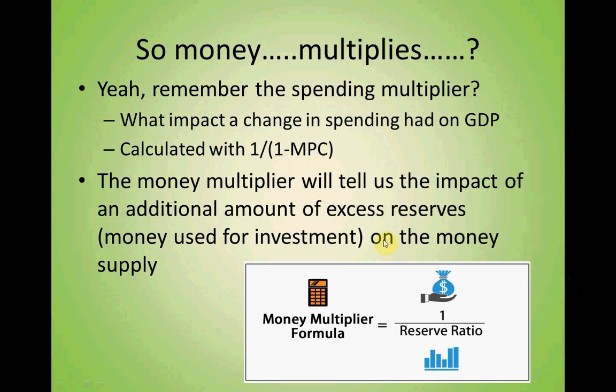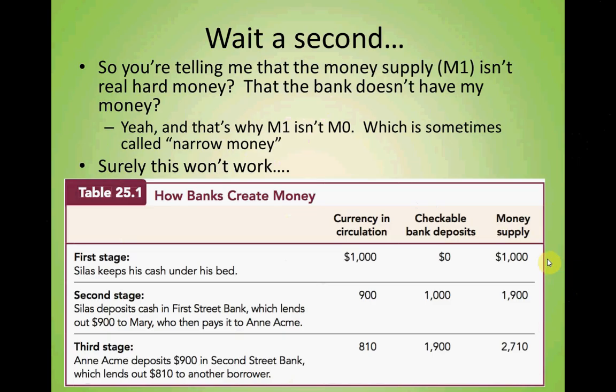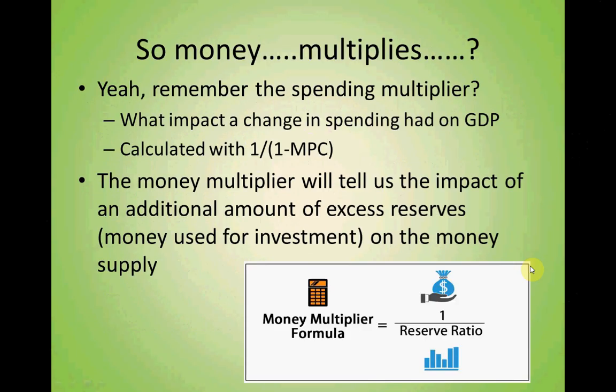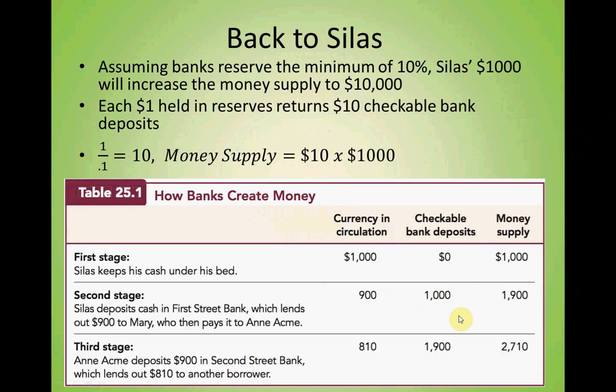Remember Silas's example there. He had $1,000, but then it kept growing the money supply, right? Well, where's the end of it? Once again, if you wanted to apply calculus to it, you can. This comes from calculus, but you don't need calculus for this class. All you need to know is the simple formula. The money multiplier formula is basically $1 divided by the reserve ratio. So whatever the reserve ratio is, that'll tell you the multiplier. I'll give you an example here in a second. So let's take a look. So back to Silas.